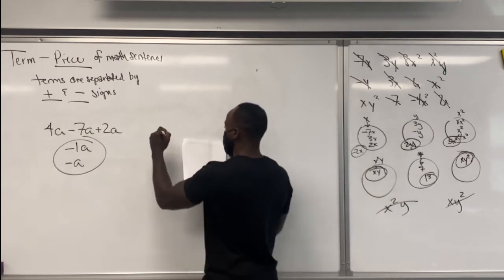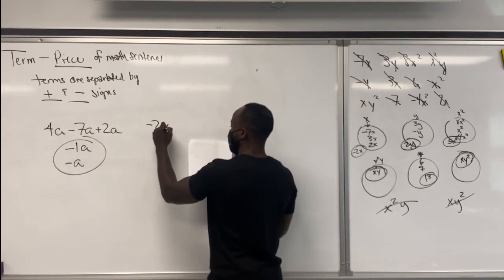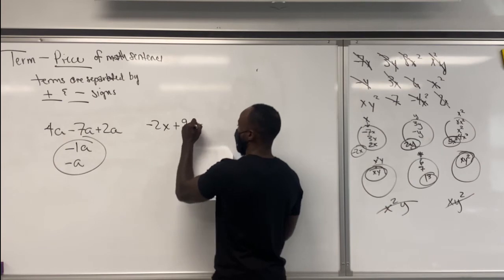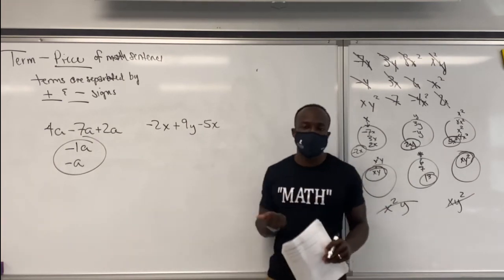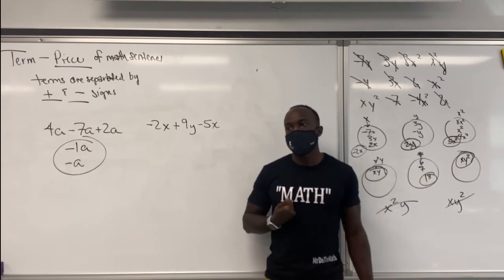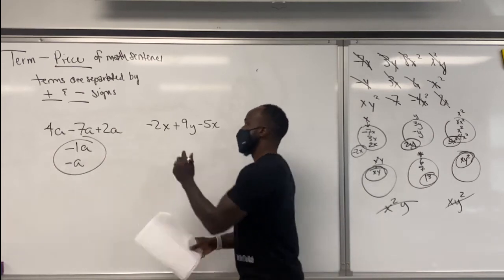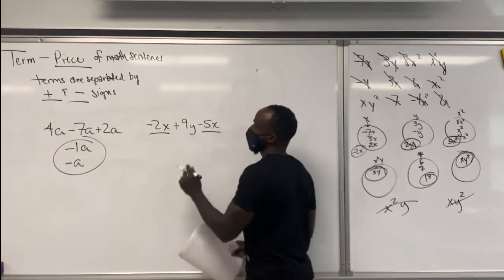Let's look at this next one. We got negative 2x plus 9y minus 5x. Help me out. What are the like terms in this particular problem? Negative 2x and negative 5x.